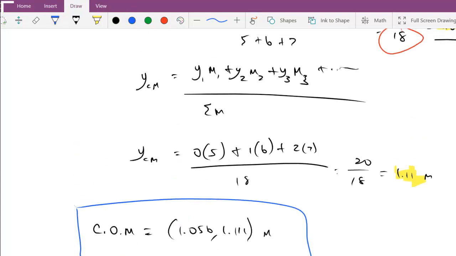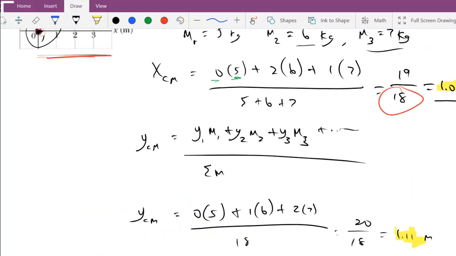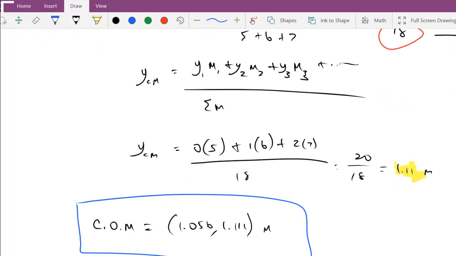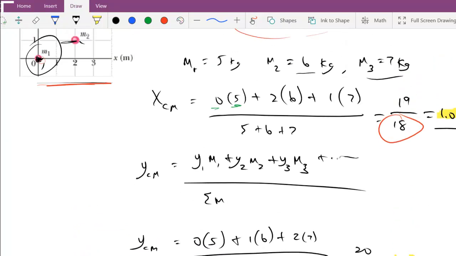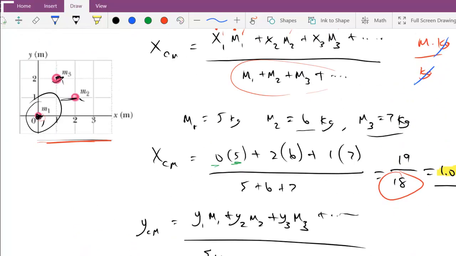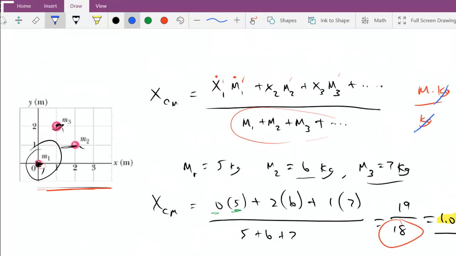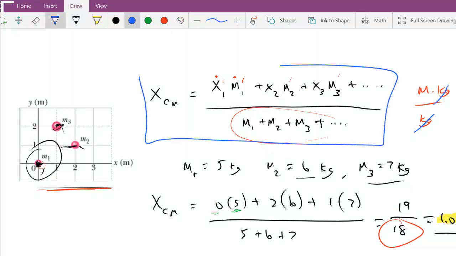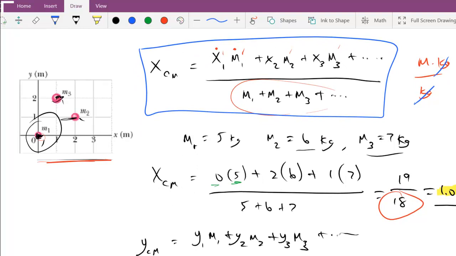So it's just a weighted average. This is the same way that your GPA is calculated. It's your grade in one class times the number of credits. You can do that with all your classes, then divide by the number of credits. So for center of mass, the general formula is x center of mass is this, and y center of mass is the same thing, just using the y coordinates.